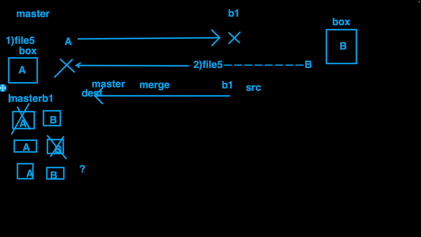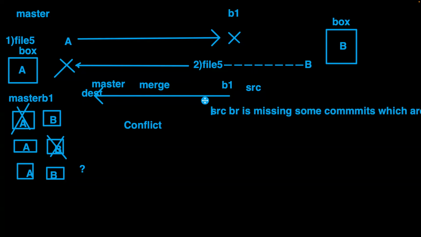It could be another person, or your own changes. Let's say you made some changes some days back and you are bringing in a new file and placing it, it may overwrite, correct? So it shouldn't do that. It's informing us in the form of a conflict. That's where you get a conflict. What is the reason for the conflict? The reason is the source branch is missing some commits which are in the destination.